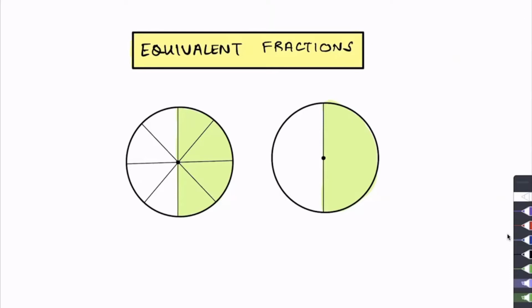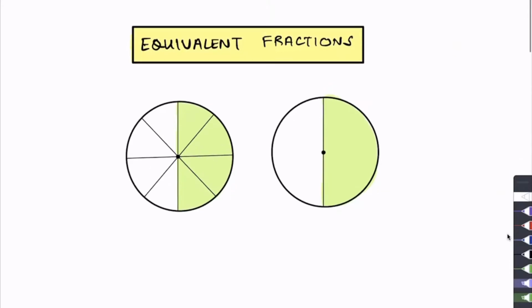On the left-hand side, I can see that 4 pieces are shaded out of a total of 8 pieces. So we have 1, 2, 3, 4, 5, 6, 7, 8. That becomes the denominator. And 4 of them are shaded, so it's 4/8. On the right-hand side, we can see that 1 piece is shaded out of a total of 2 pieces.